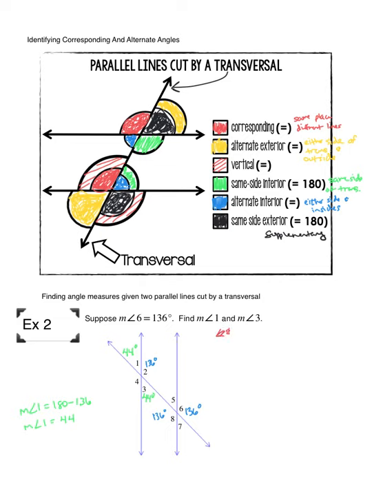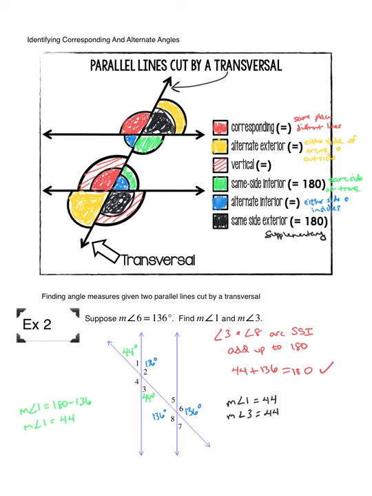Try it again. Angle 3 and angle 8 are same side interior angles. They should add up to 180. So let's see. 44 plus 136 equals 180. So the measure of angle 1, I'll put it in black, is 44 degrees. The measure of angle 3 is also 44 degrees.